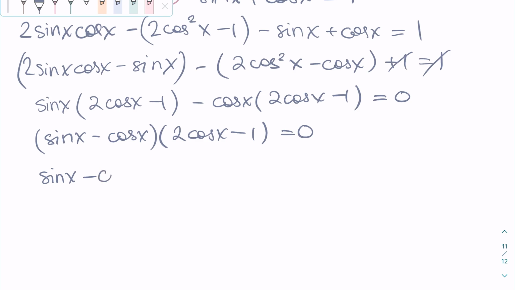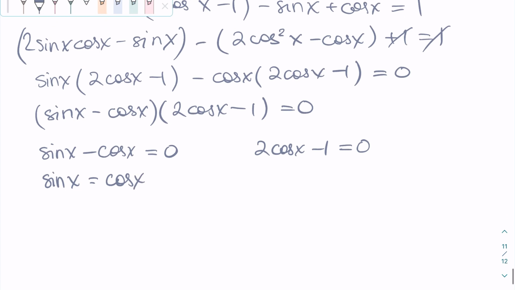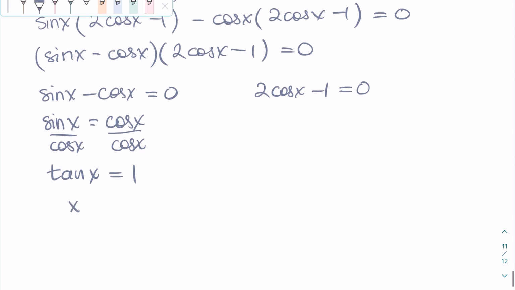This means that either one of these terms must be 0 to satisfy this equation. So let's start with the first term. So this means that sine x minus cosine x must equal 0. So sine x equals cosine x. We can divide both sides by cosine because we know that sine over cosine is tan. So that means tan x equals 1.